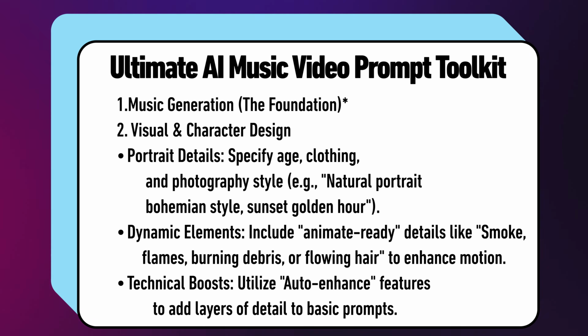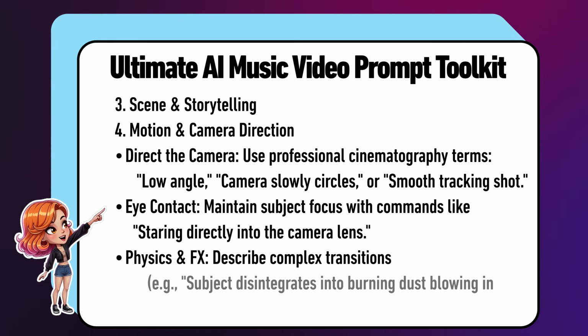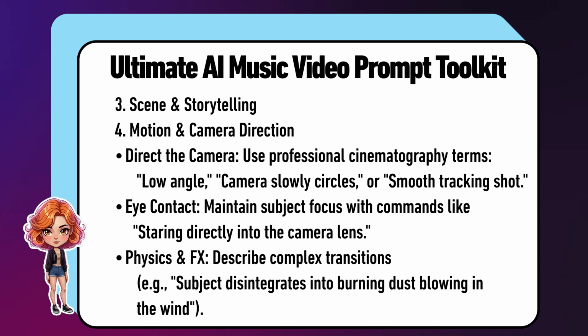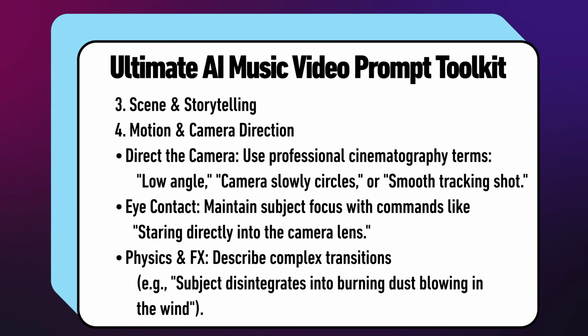Keywords like golden hour or cinematic lighting make a world of difference. You can even ask ChatGPT to break down your lyrics into scene ideas. And finally, to make the video feel alive, always direct the camera. Tell it to slowly circle the character or zoom in. Also, make sure to match the singing style to your tempo. If it's a fast song, tell the AI to sing energetically, so the lip sync looks spot on.